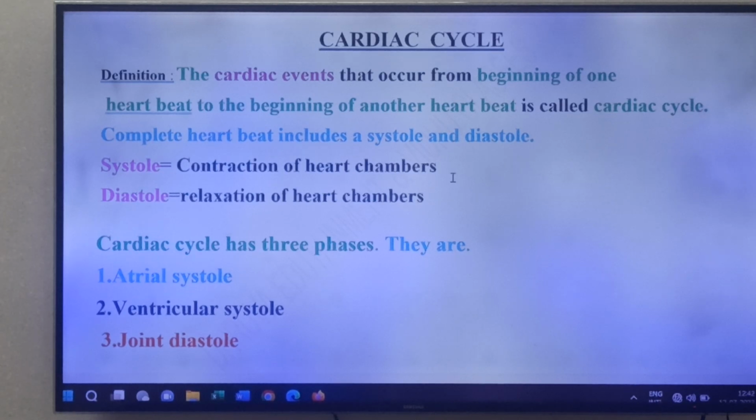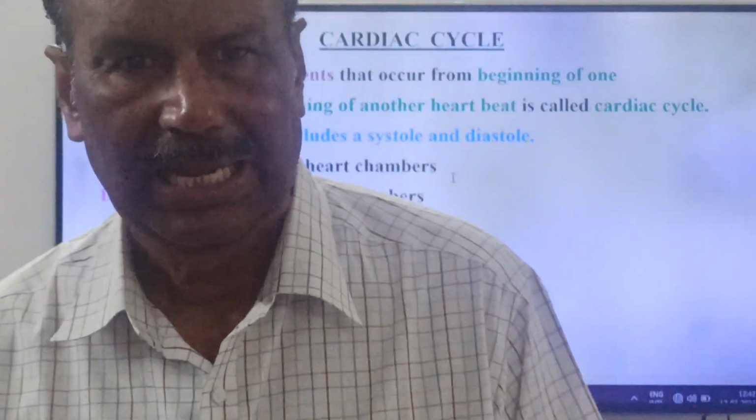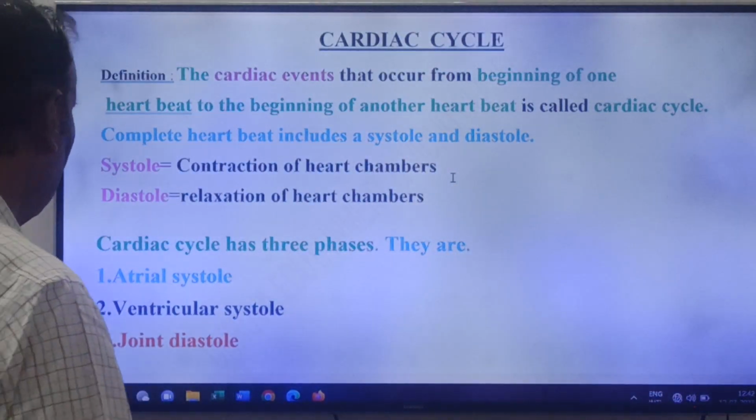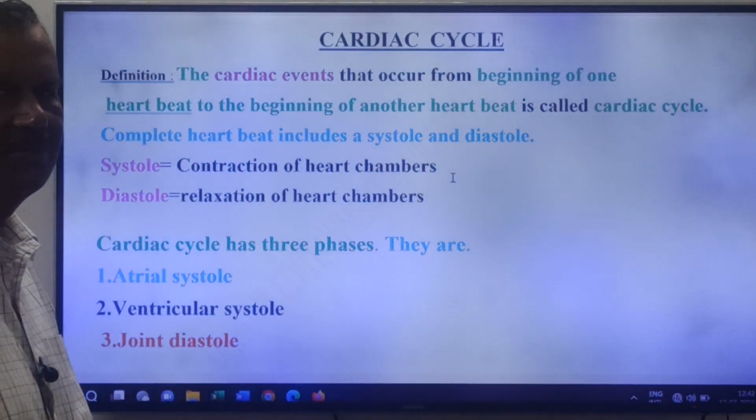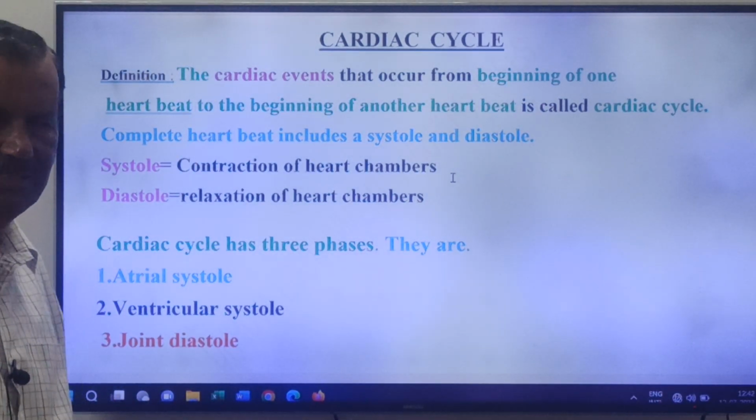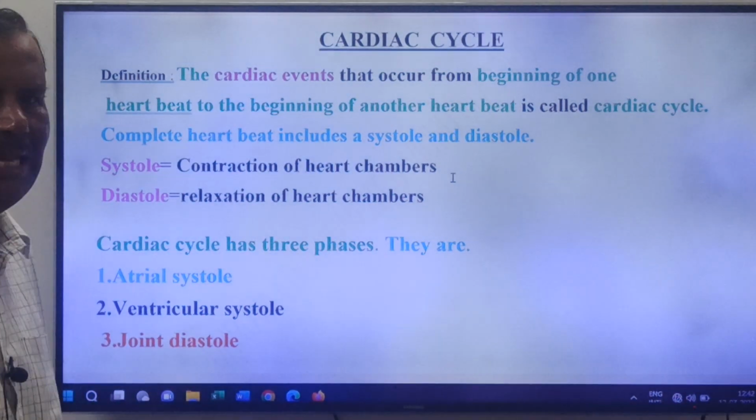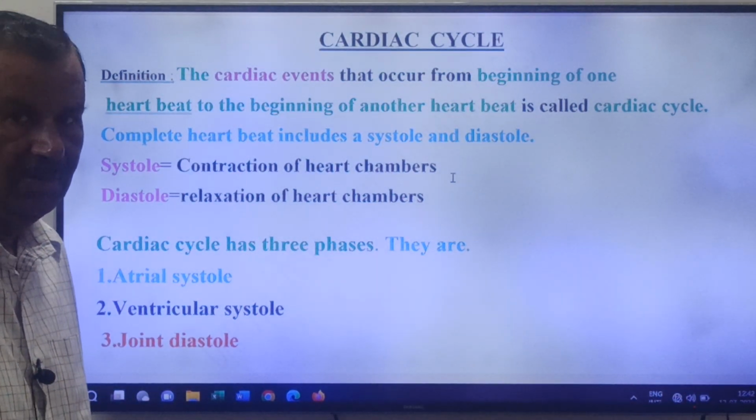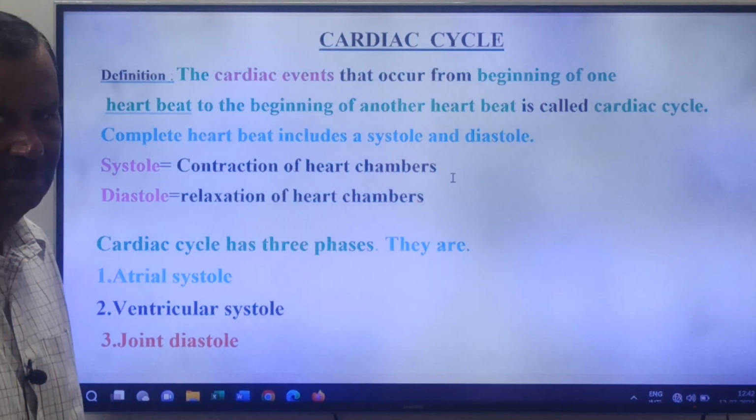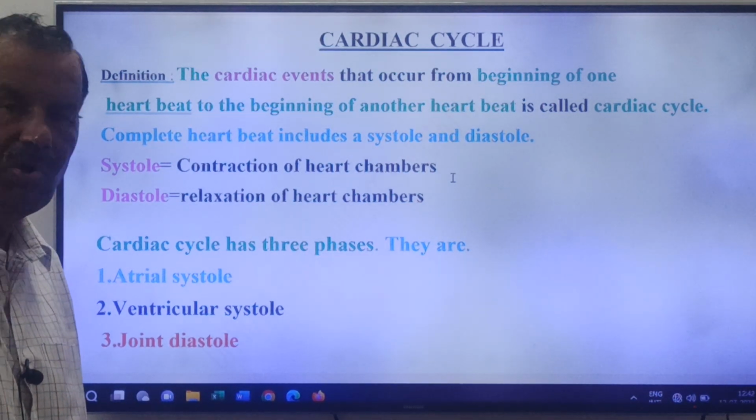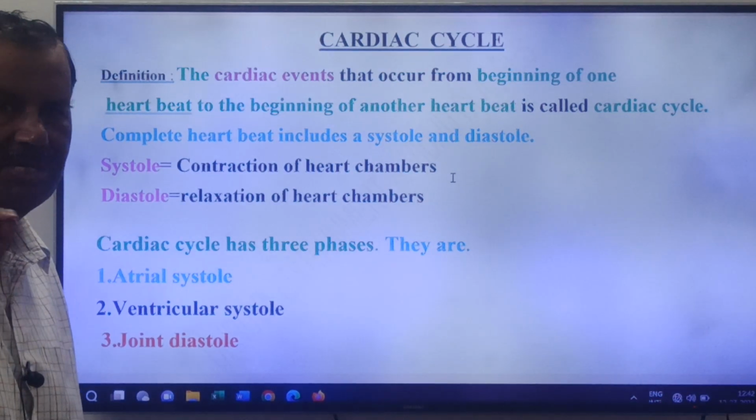See, friends, a complete cardiac cycle or a complete heartbeat includes 2 stages. One is systole and one is diastole. What is systole, friends? Systole means contraction of the heart. Diastole means relaxation of the heart. One systole and one diastole become one heartbeat. One contraction and one relaxation become a heartbeat.